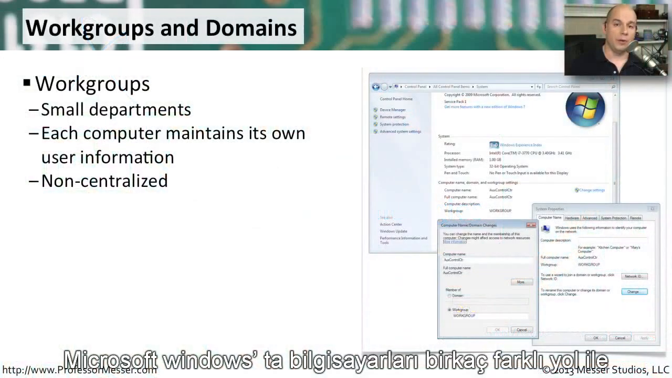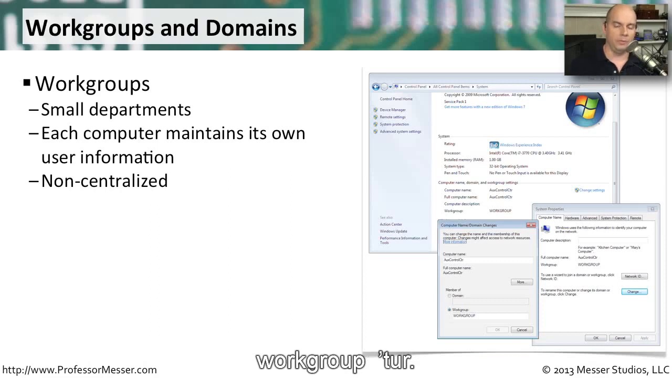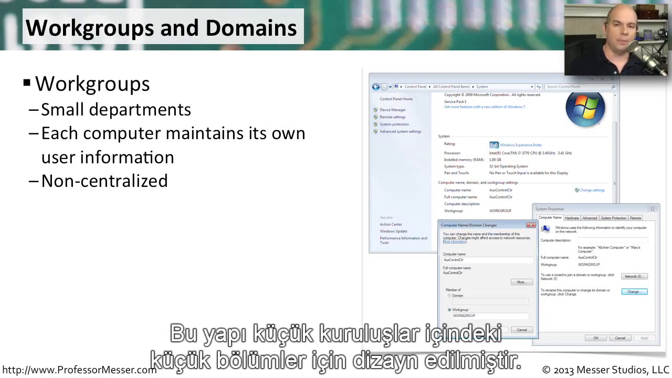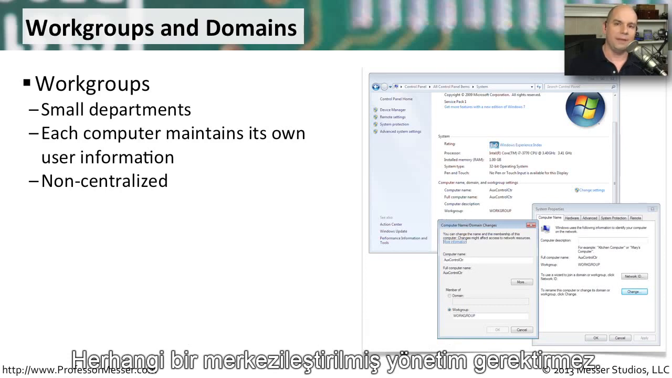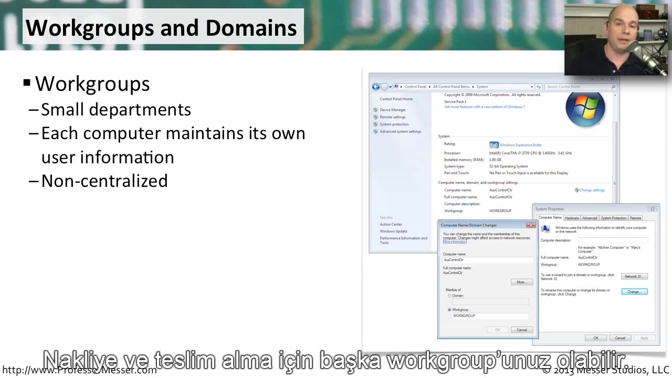In Microsoft Windows, you can organize groups of computers in a couple of different ways. The easiest way is with something built into Windows called workgroups. This is designed for small departments in small organizations that don't require any type of centralized management. You might have a workgroup for the accounting department. You might have another workgroup for shipping and receiving.